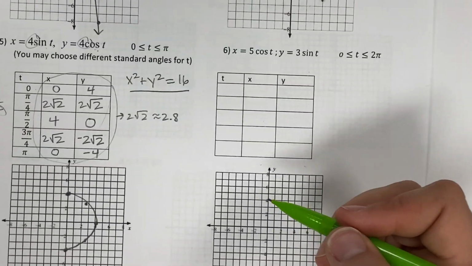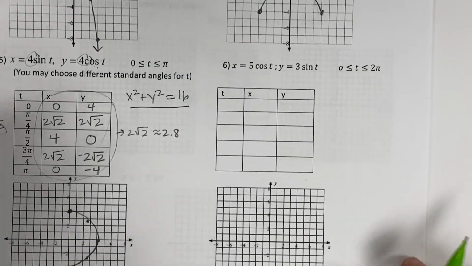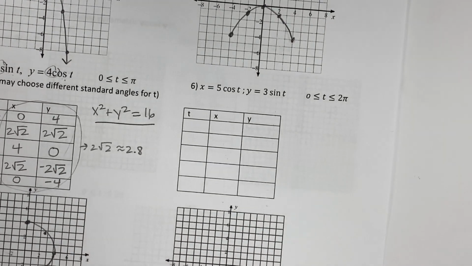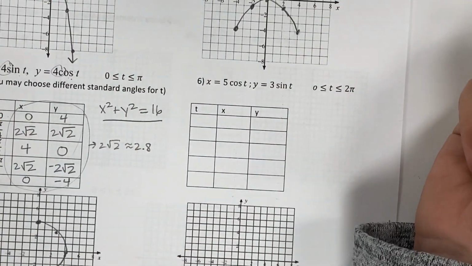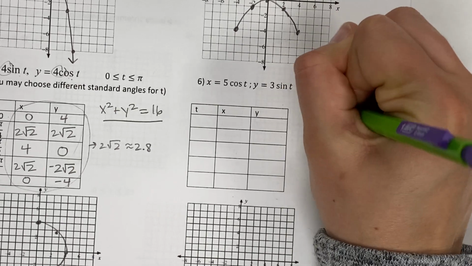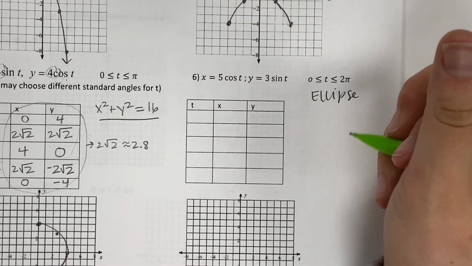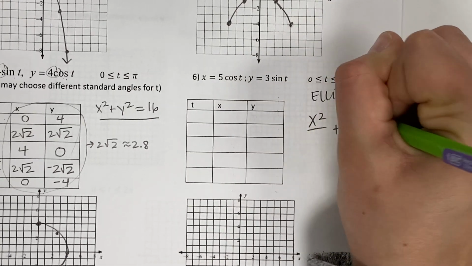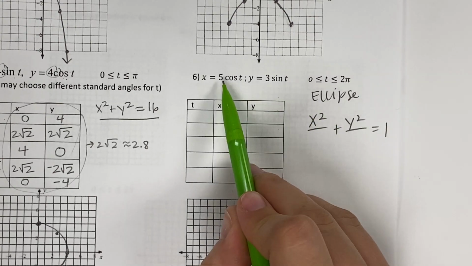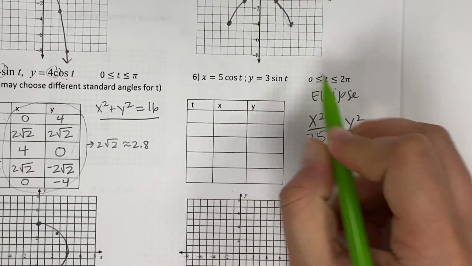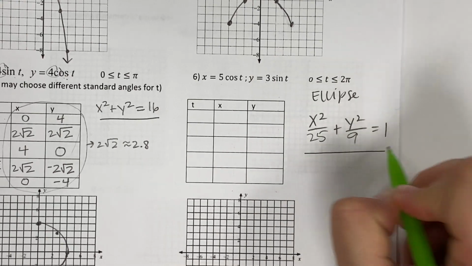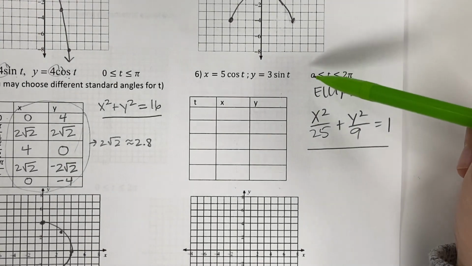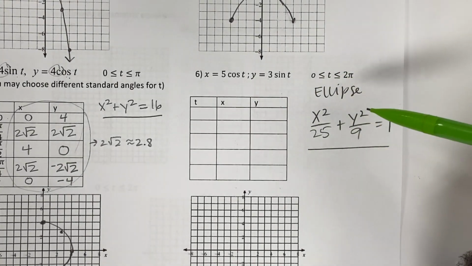Cute. Let's do this one. All right. I know that this is sine and cosine, so it's either an ellipse or a circle. Since they have two different numbers, I know it's an ellipse. There's nothing added or subtracted, so it's just x squared and y squared. The number under x is 25. The number under y is 9. So here's the equation of our ellipse. My interval is 0 to 2 pi, so I'm going to actually graph a full ellipse.